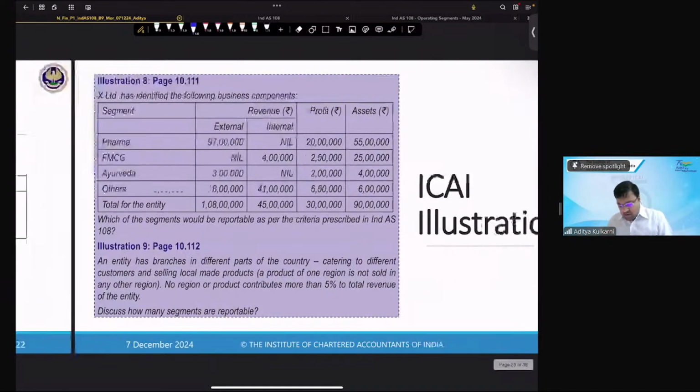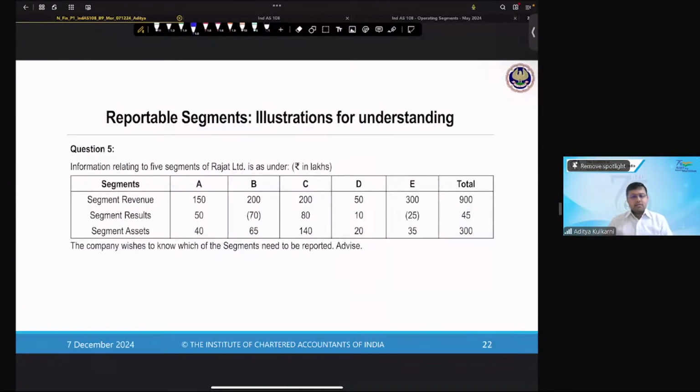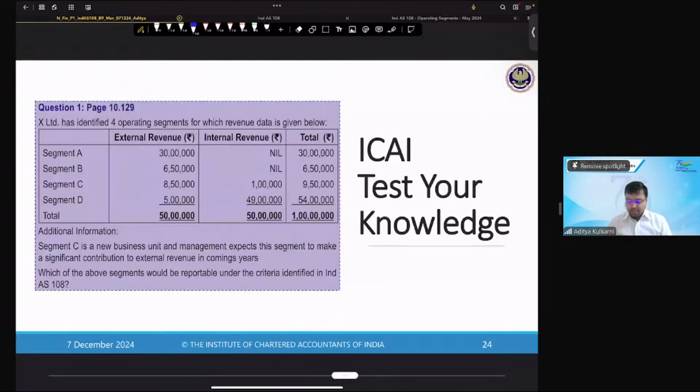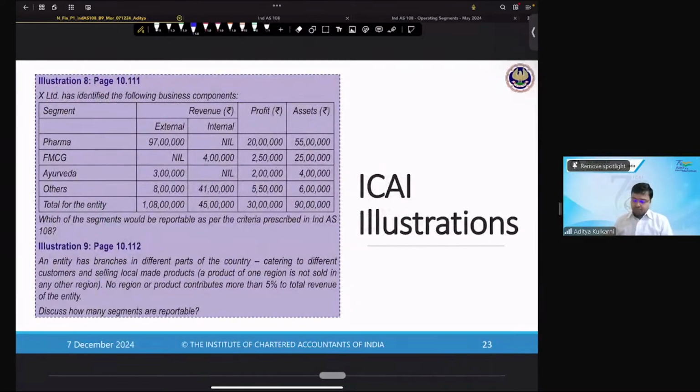See these questions, I will come back to these later. This will be generally for your homework. I will not be attending to them separately because there are similar questions which I would prefer to solve. Now, X has identified the following business components: pharma, FMCG, Ayurveda, and others, total for the entity. Which of the segments would be reportable as per the criteria prescribed in Ind AS 108?